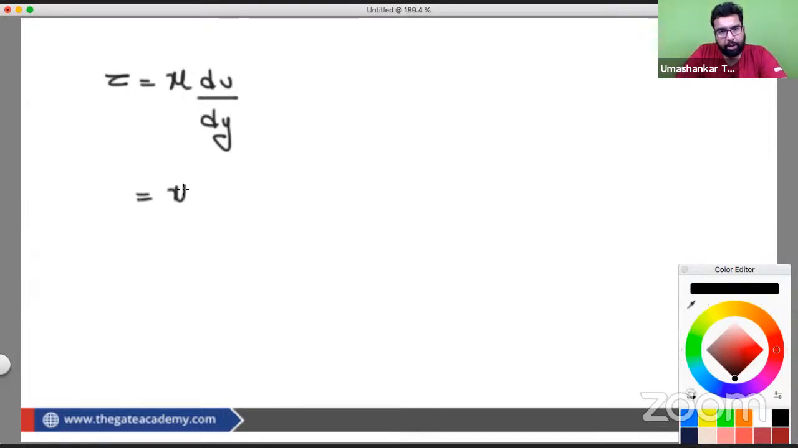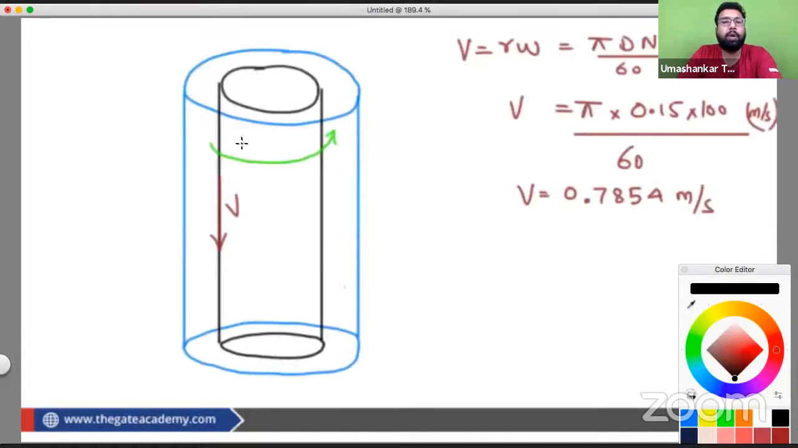So we got the velocity here. It is 0.7854. Please check the calculation. Those who are live can help me in this. And what is this dy? This dy is the gap between the two surfaces which are having different velocities, right?